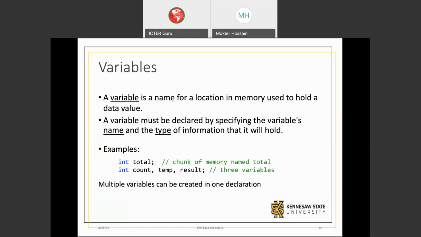So let us review variables again. What is a variable? A variable is a name of a location in memory that is used to hold data. In all programming languages and in all programs, we use some data to work with. So in order to hold our data in our program, we have to use a variable.